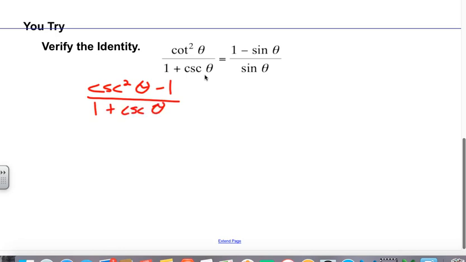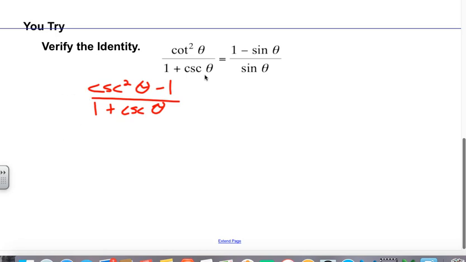All right, so then from there, we're going to factor. And I know you're like, well, how do you know to factor? Well, the only clue to know to factor is that you see 1 plus cosecant theta on the bottom, and up here you've got cosecant squared theta minus 1, which is a difference of squares. If you recognize that as a difference of squares, you'll know that when we factor it, we will get 1 plus cosecant theta as one of our factors.